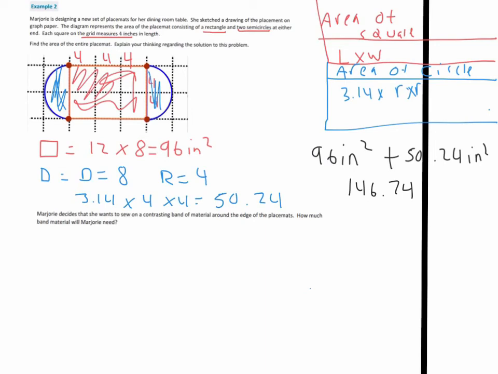Alright, so now there's another part to this problem. It says Marjor decides that she wants to sew a contrasting band of material around the edge of the placement. So she wants to sew all the way around this. How much band material will Marjor need? Well, what we're really talking about here is finding the perimeter of this area. So to do that, first, why don't we maybe start with our circle? So we'll continue to work in blue. How do you find circumference of a circle?